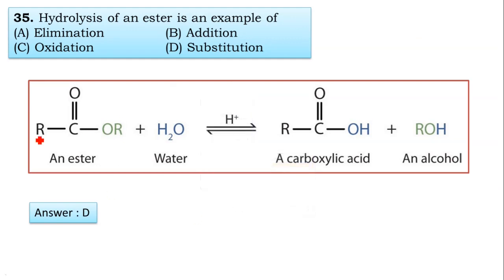Hydrolysis of an ester is an example of. Here you see an ester on hydrolysis gives an acid and alcohol. So it's a substitution reaction. It is not an addition reaction. No atom was eliminated, so it is not an elimination reaction, and it is not an oxidation reaction. It is a substitution reaction. Option D is correct. Next question.